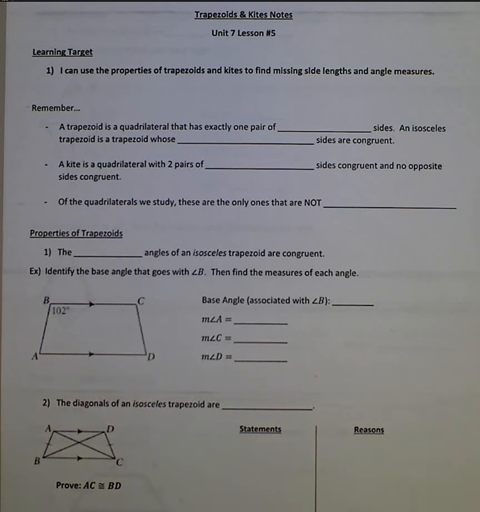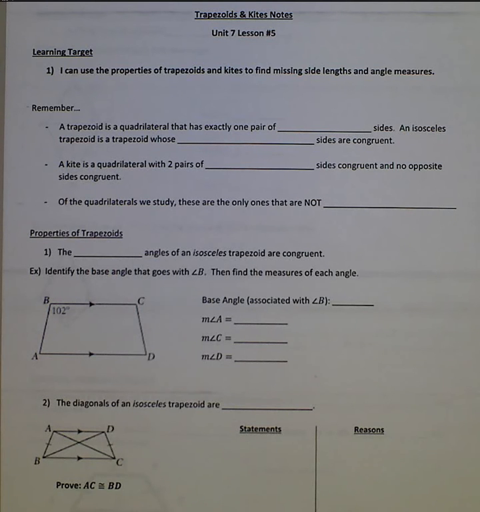Today we are going to look at trapezoids and kites. At the end of this lesson, you should be able to use the properties of trapezoids and kites to find the missing side lengths and angle measures. Okay, so before we start, we need to remember a couple things about the figures we've already talked about.